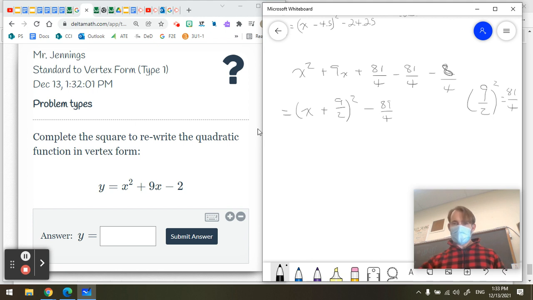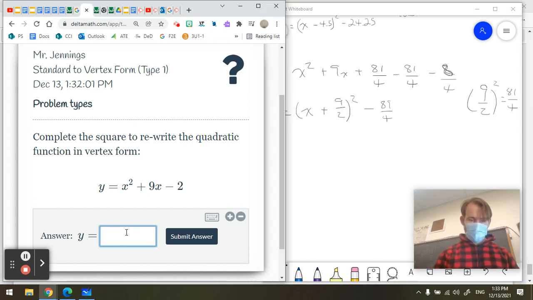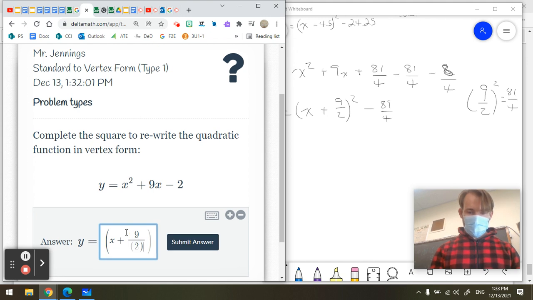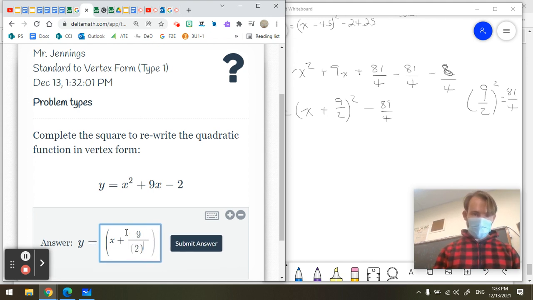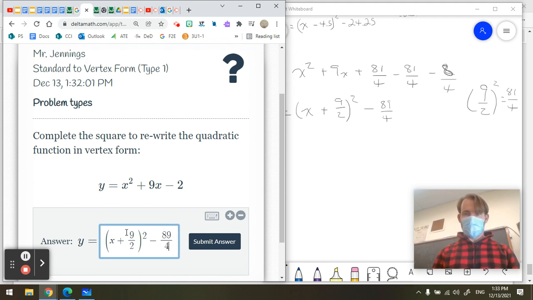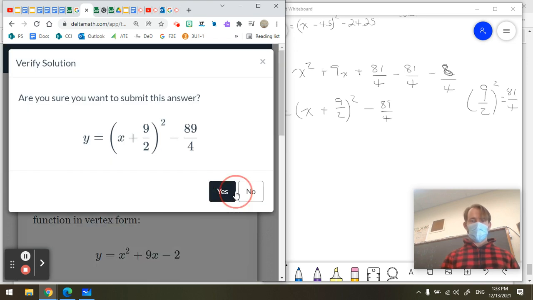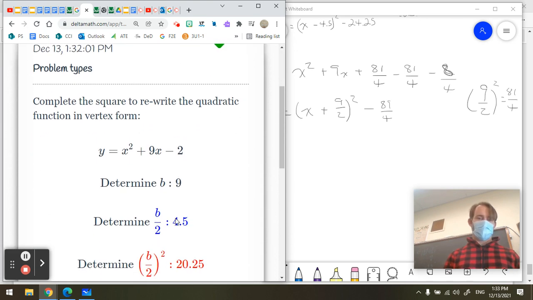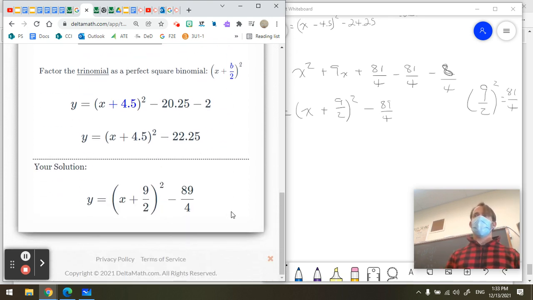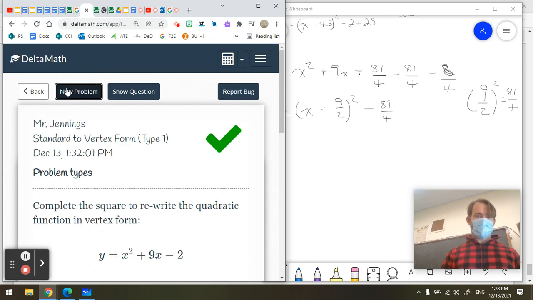Okay, let's see if it likes this answer. X plus 9 over 2 and brackets squared. Oops. No, you got to put your brackets in the right spot. So there is my bracket in the right spot. Squared minus 89 divided by 4. Yes, I'm very proud of this answer. I submit it, and it likes it just fine. It's showing you a solution where they use decimals. Mine is with fractions. No problem. Same thing. Okay, so that's those types of problems.